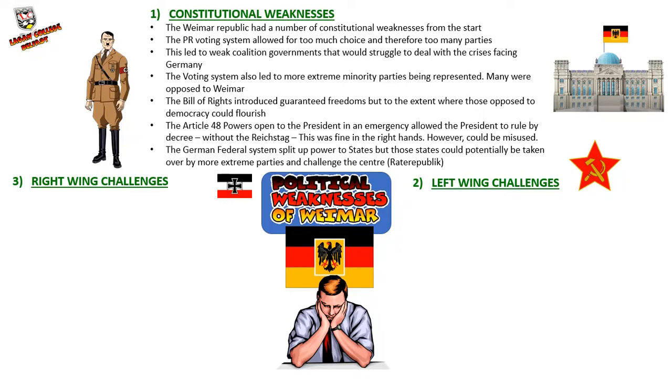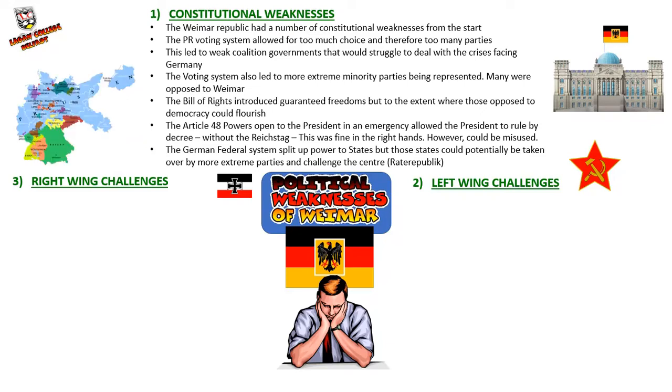And finally, the German federal structure split up power between states, or Länder. These states could potentially be taken over by more extreme parties and begin to challenge the centre. You had, for example, Bavaria, where there was an attempted communist takeover. You also have Hitler trying to take over in 1923 in the Munich Beer Hall Putsch. That potentially could threaten Germany as a whole from Berlin. So that's the federal states there. You can see all of them there.